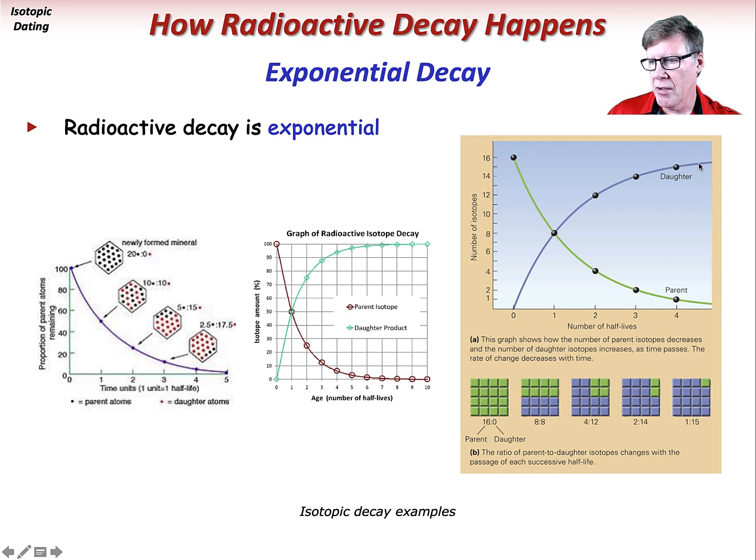The parent-daughter ratio is shown here. Again, when you have all parent, the parent-daughter ratio is very high, and with time, this ratio decreases until there's an even amount, a 1-to-1 ratio, and then eventually there's much more daughter than parent, so the parent-daughter ratio becomes very small.